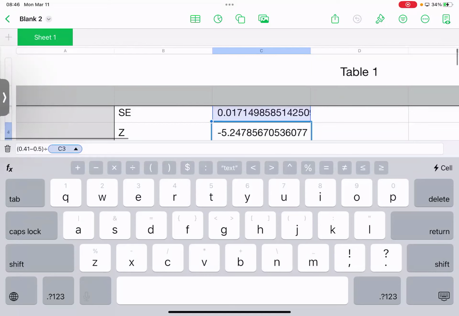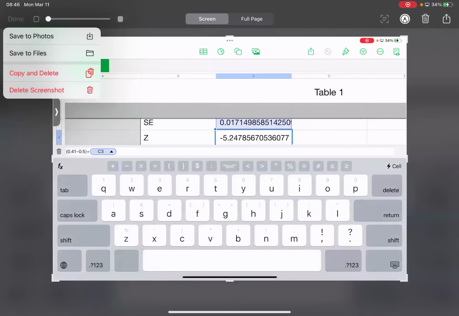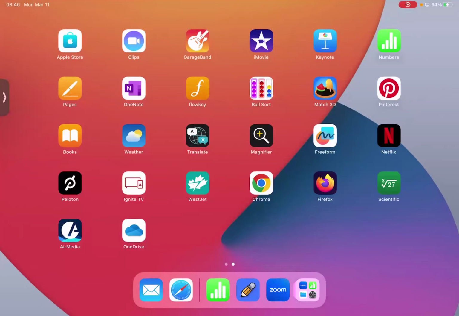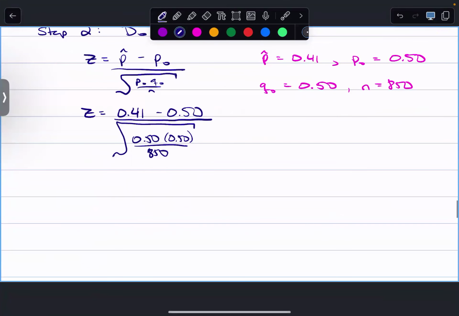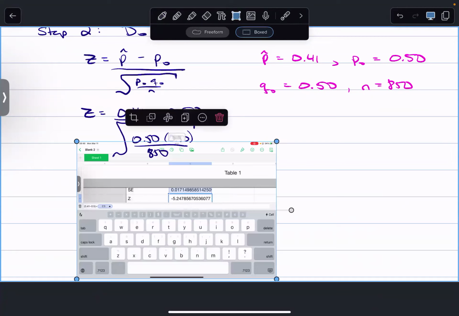Fine. Screenshot this. All my screenshots on my iPad are very, very boring.